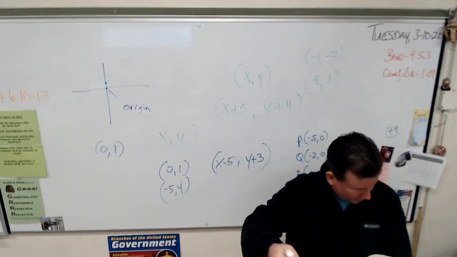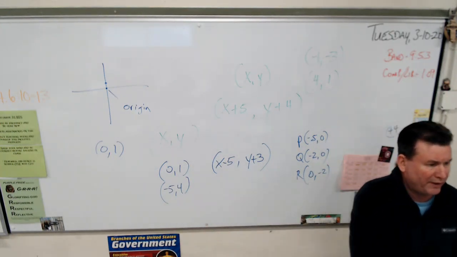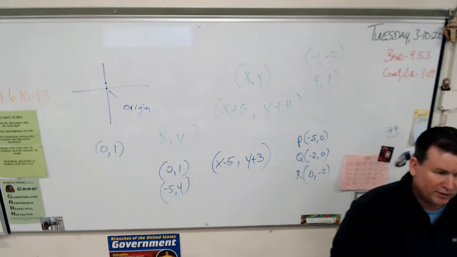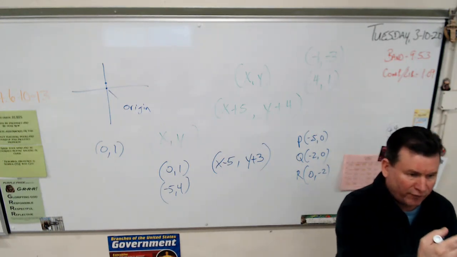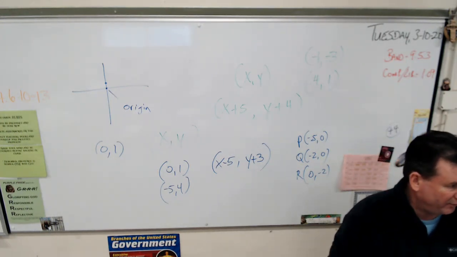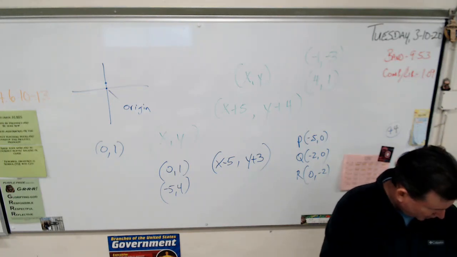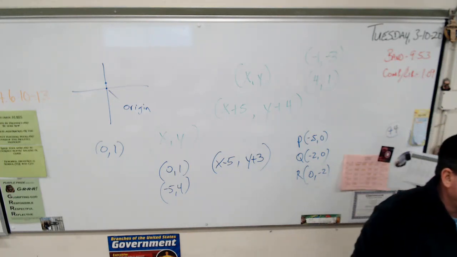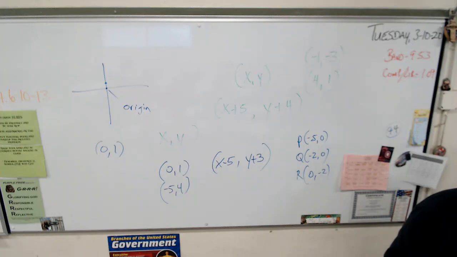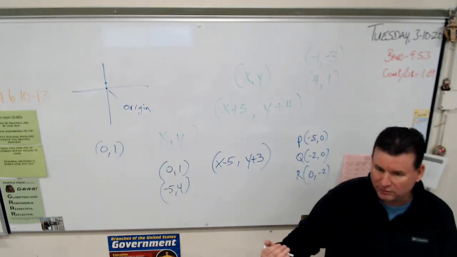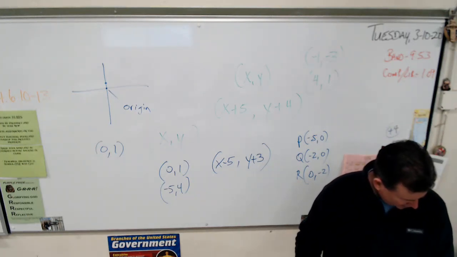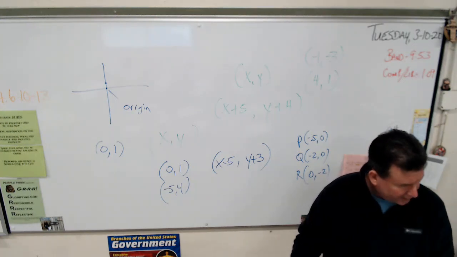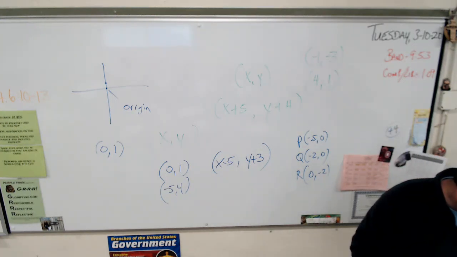Here's the first point. 4, 2. We don't have to write it down. Use your head here. Add 1, subtract 6. 4 becomes 5. 2 becomes, we're subtracting 6, negative 4. You with me? Whatever they say to do, you do to the x and y. 1, negative 3, 2, negative 5.